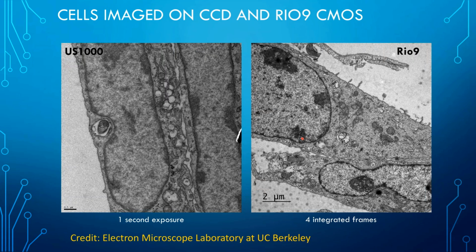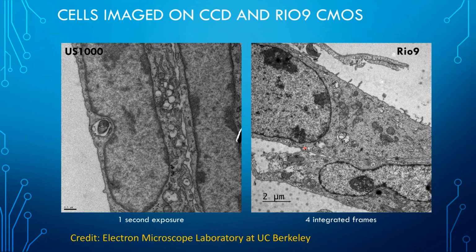I was really impressed by that. Yeah. And I think the comment that you made, that the Ultrascan image on the left was a 1-second frame total exposure versus the one on the right taken by Rio was 4 integrated frames, so that's about a third of a second. That also shows how much more sensitive the camera is compared to the Ultrascan.